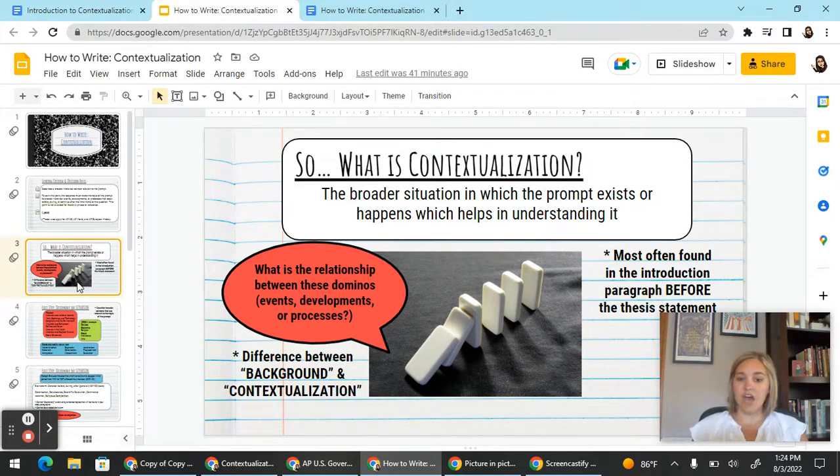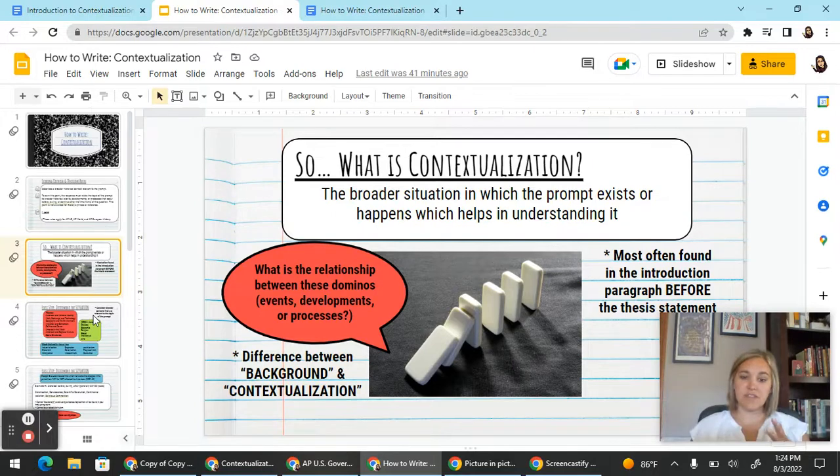Another way that teachers often describe contextualization is using the word background, but there is a difference between background and contextualization. Background tends to be just the factual information that's happening, whilst contextualization actually links it. It describes the relationship between what is happening before and how that leads to or connects to what is happening in the topic of the prompt.